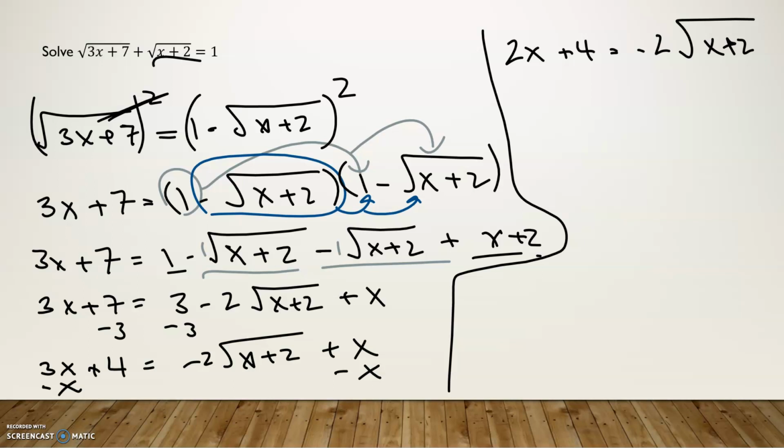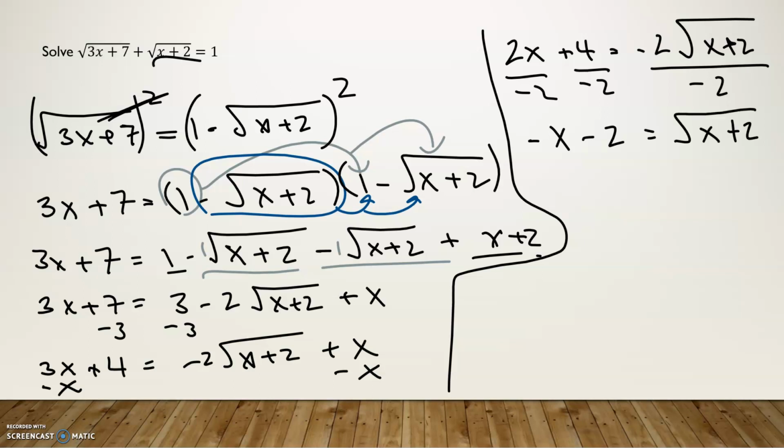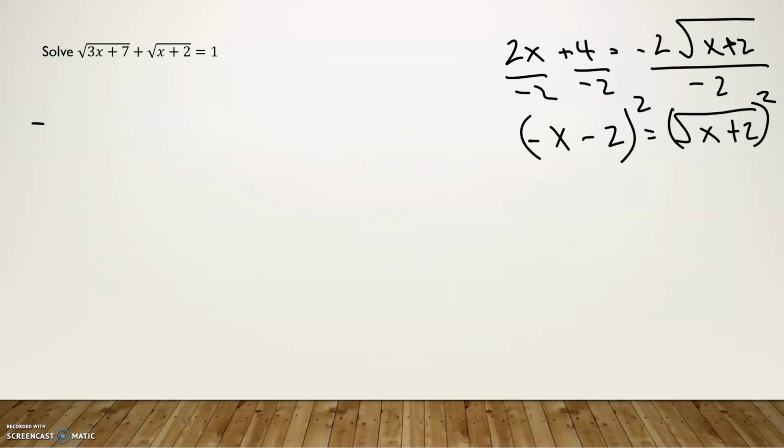I'm going to divide negative 2 by each of these terms here. So that will give me a negative x and a negative 2 square root of x plus 2. Okay, now we need to square both sides. So we'll have negative x minus 2 times itself is equal to, these cancel each other out, so I just have x plus 2 there.